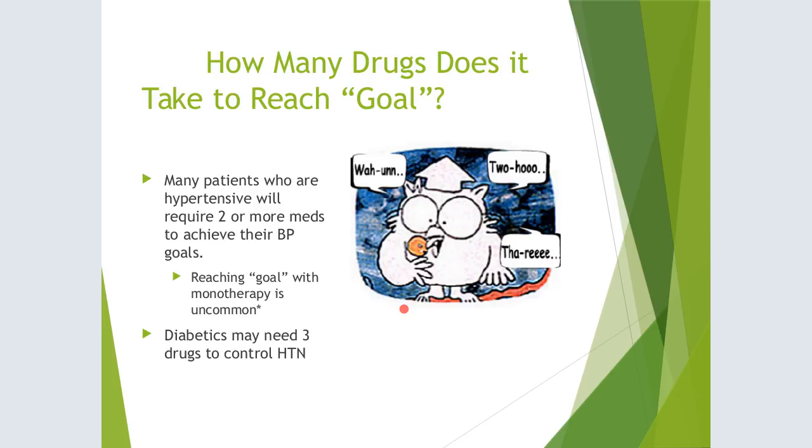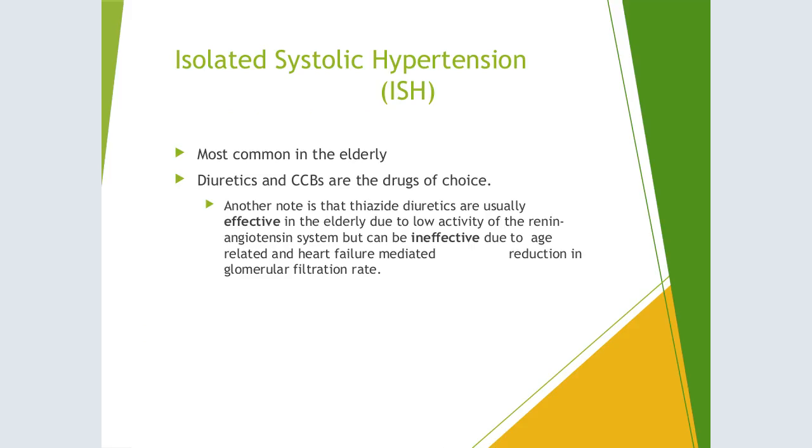Okay. Diabetics, underline may, need 3 drugs to control hypertension. May. Okay. But you got to get them to buy in on the problem and how to fix it. You got to get the cooperation. So a 1, a 2, and a 3. It may take to get to the center of a Tootsie Pop. And it may take as many as 3 or more antihypertensives to treat your diabetic patients.